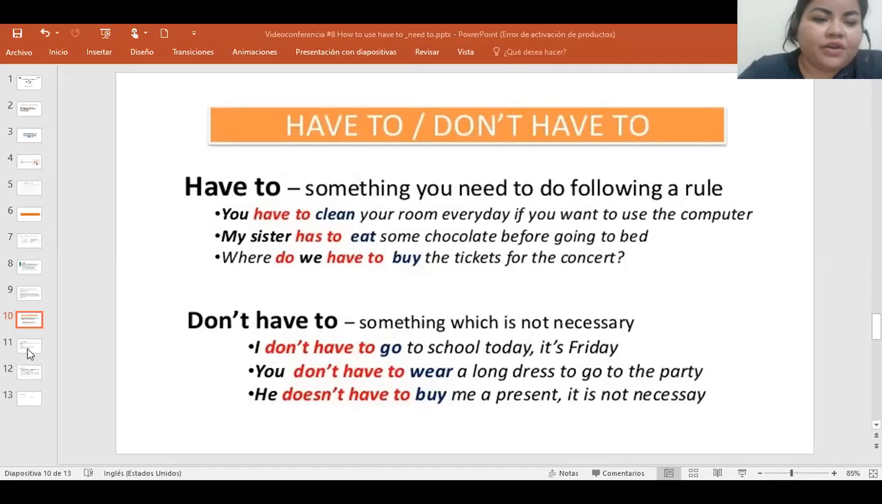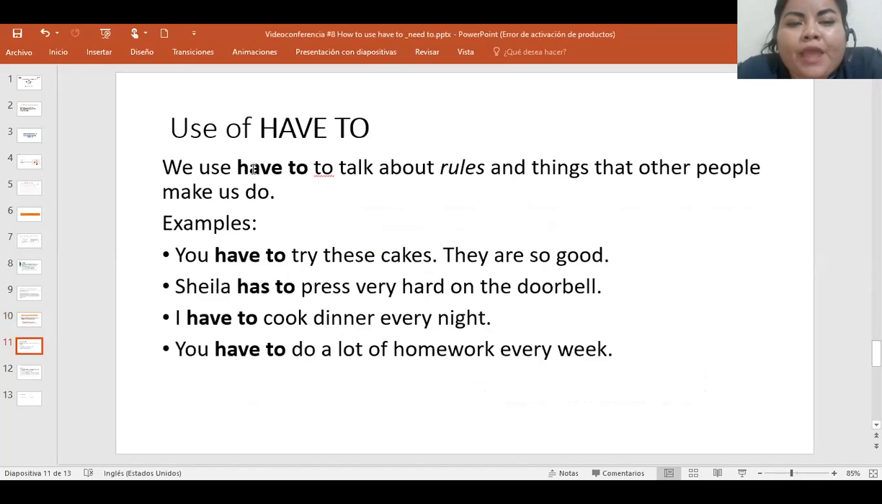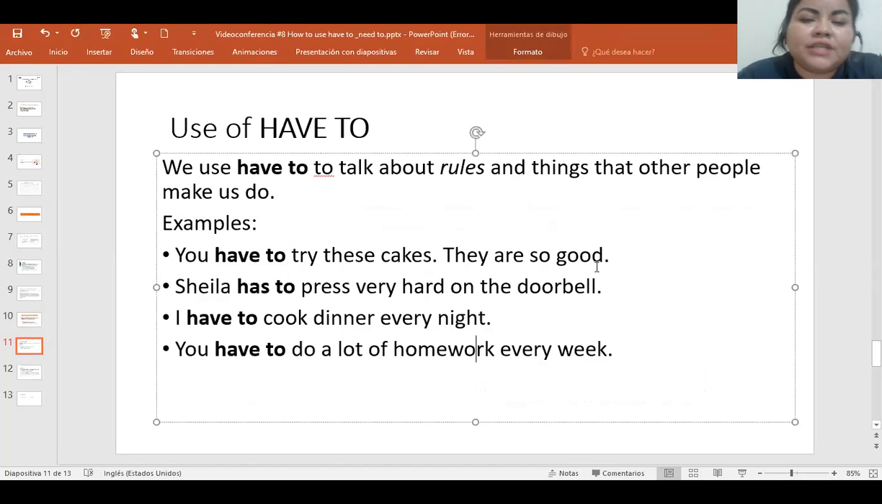Now, we go here and it says here, we use have to, right, to talk about rules and things that other people make us do, okay? Other people make us do this, okay? Otras personas nos hacen que hagamos esto. Entonces, aplica para nosotros en el trabajo, right? We use have to talk about rules and things that other people make us do. Look at the examples. Please read the first example.